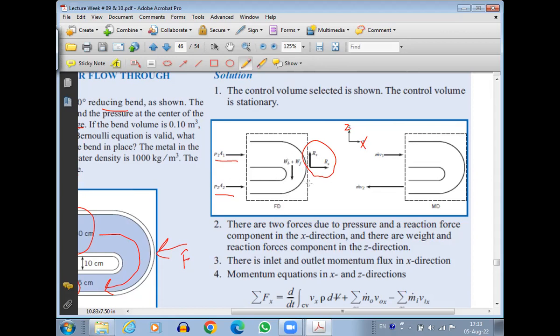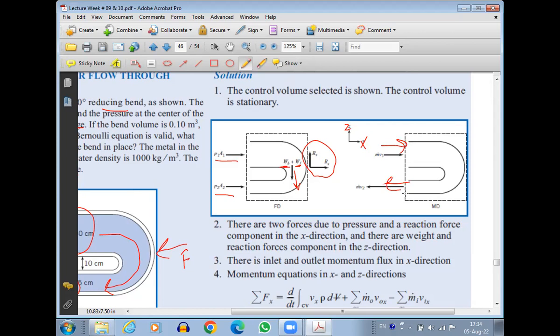And obviously there will be the weight, which will be acting in the negative Z direction, but there will be two weights: weight of the fluid plus weight of the empty pipe bend, both acting downward. So this is the force diagram. Now let's discuss the momentum diagram. There is only one fluid inlet and one fluid outlet. That's it in the momentum diagram.